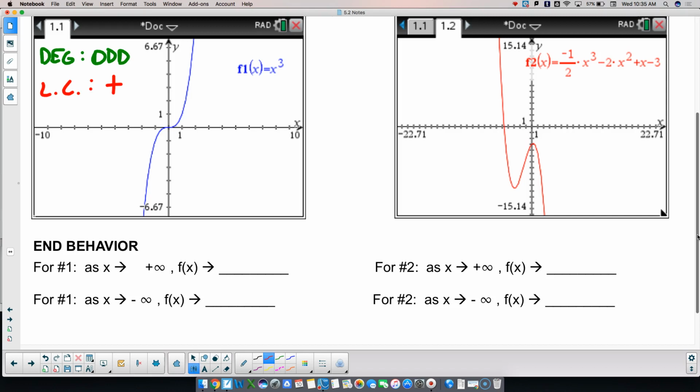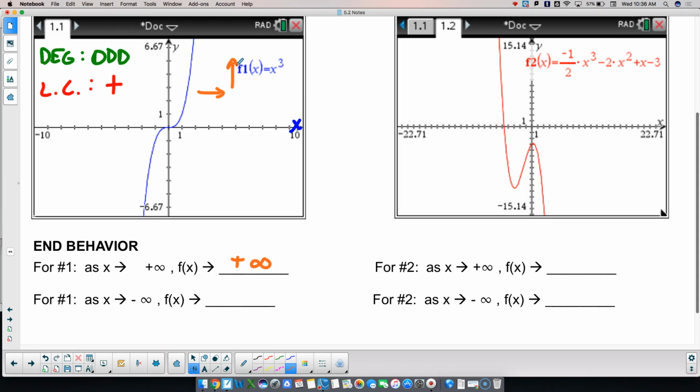Okay? As x goes to positive infinity. So this is my x axis right here. As my x's go farther and farther to the right, my function goes to positive infinity, because as I go this way, my function is going up. If you had to write this, you would not just write positive infinity. You would write as x, arrow, positive infinity, comma, f of x, arrow, positive infinity. The arrow means goes to. It's read as x goes to positive infinity, f of x goes to positive infinity.